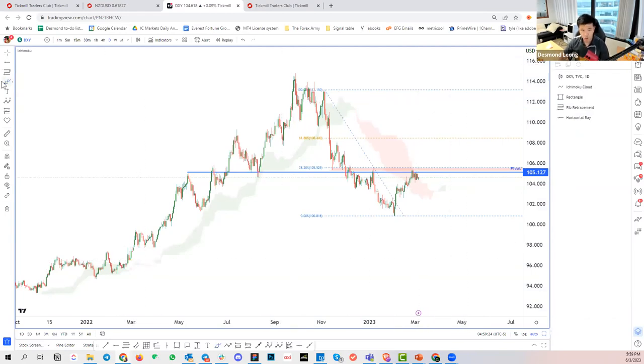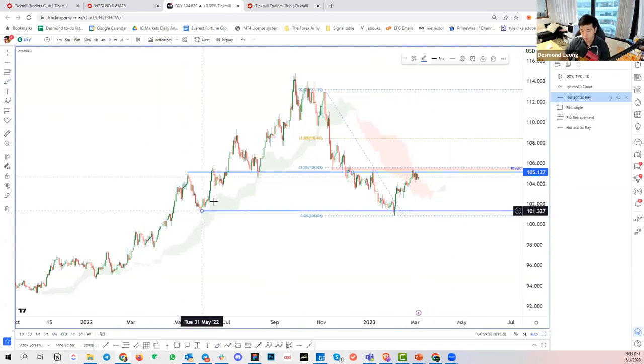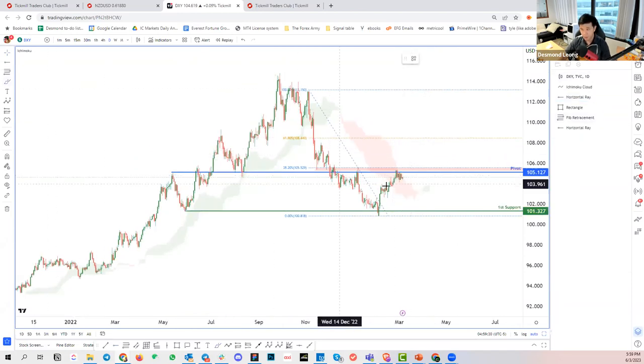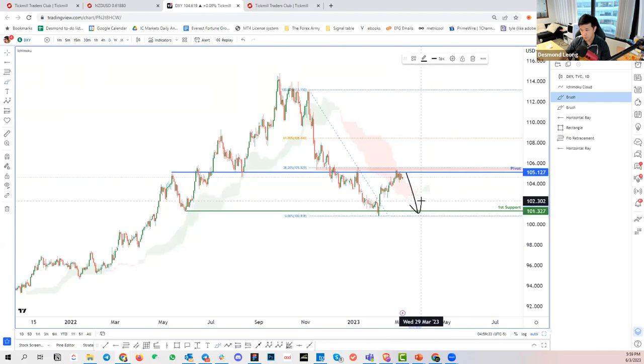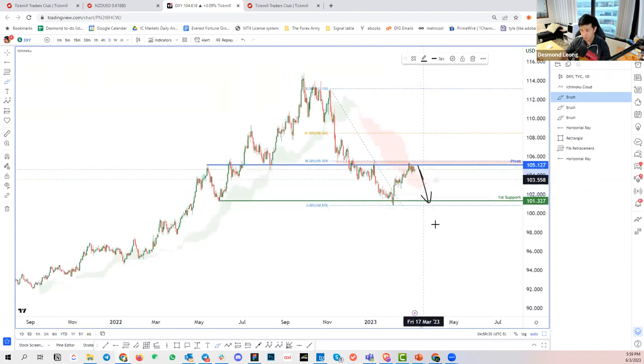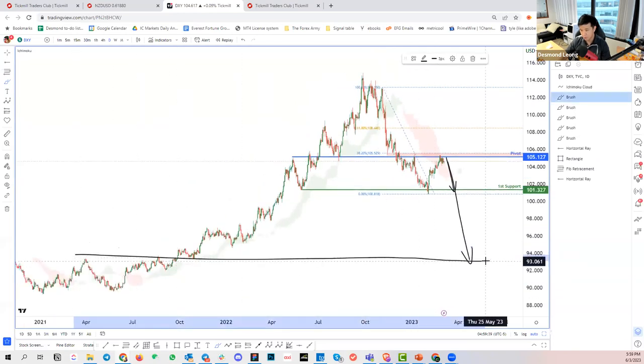Okay, so we're expecting a drop on DXY. And how low can it go? We're just going to play down to here as a first support. Why am I playing the move down to here? Why don't I play it further? Why don't I play it all the way down to here, for example? Maybe all the way further down.